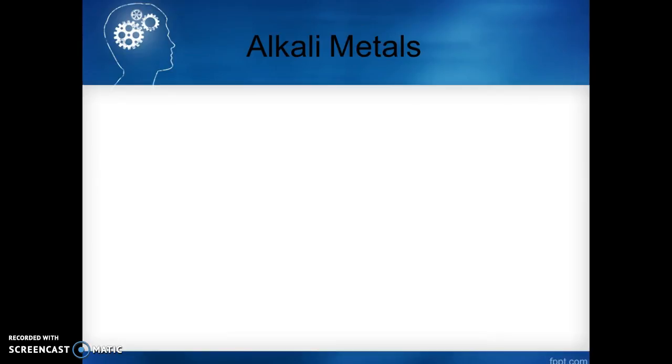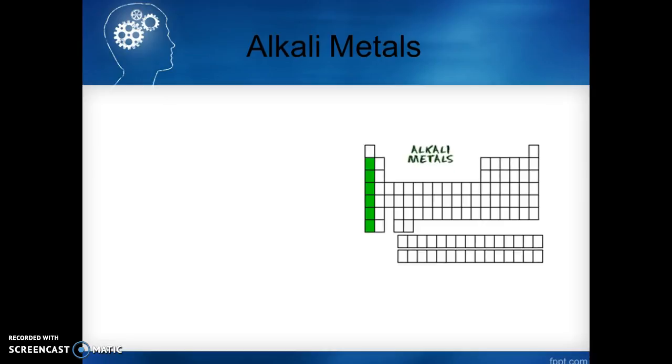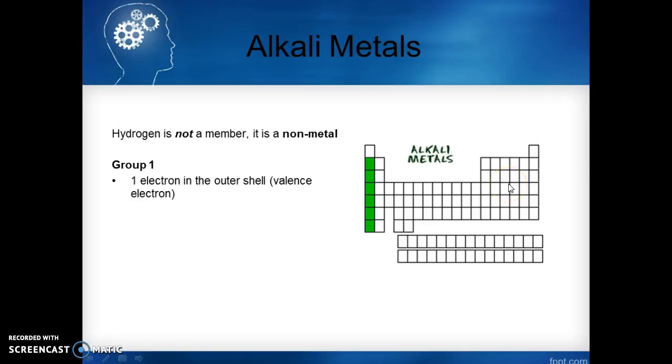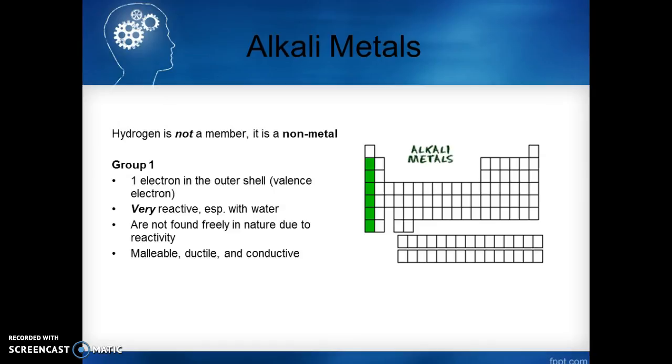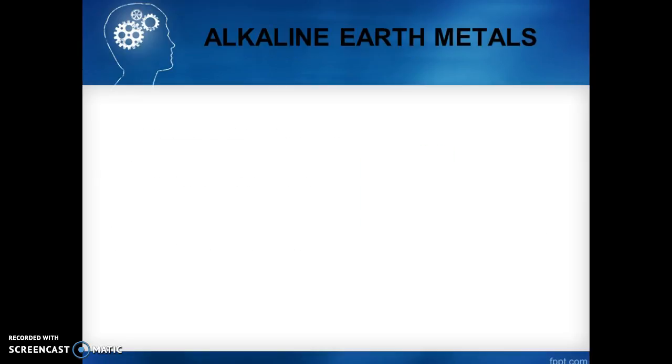Now, we'll take a quick look at the families or groups of the table. Alkali metals. Note, there's no hydrogen in this group because hydrogen, if you recall, is a nonmetal. So all the other elements in group 1 are alkali metals. They have 1 electron in their valence shell. Very, very reactive. They're not freely found in nature due to this reactivity. Malleable, ductile, and conductive. And these metals are softer than most other metals.